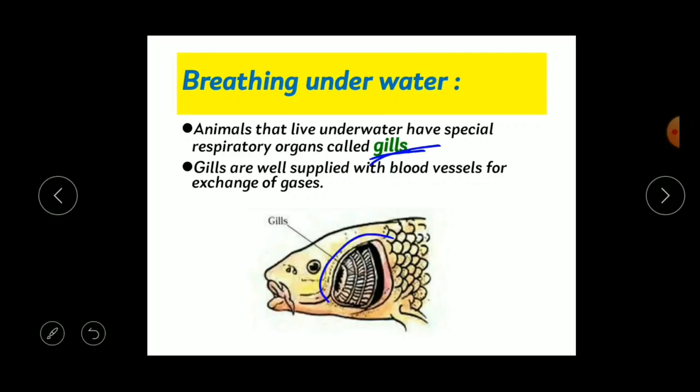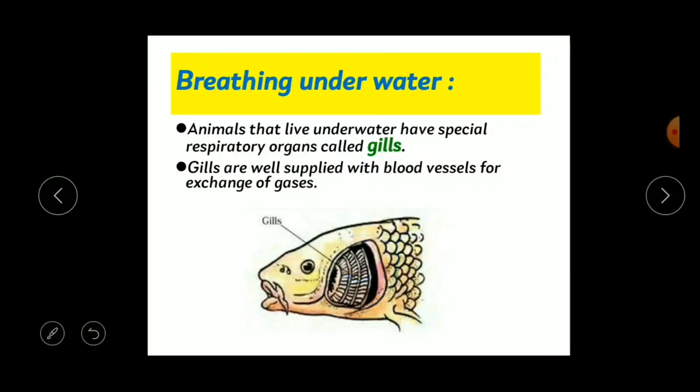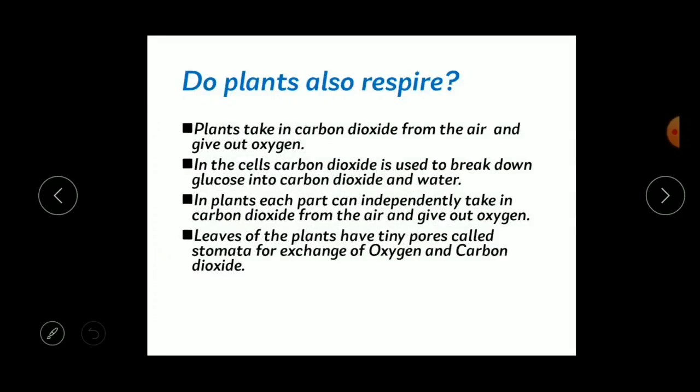Here you can see these are the gills. Gills are well supplied with blood vessels for exchange of gases. So the gills allow the exchange of gases between the animals or fishes and the water easily. Understood? They respire through their gills. The exchange of gases takes place through their gills. Understood, children?